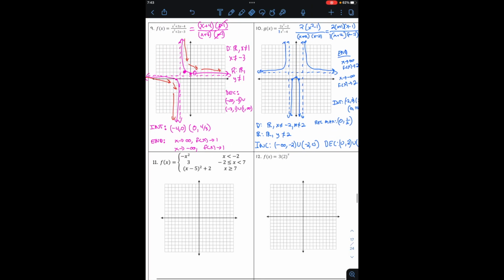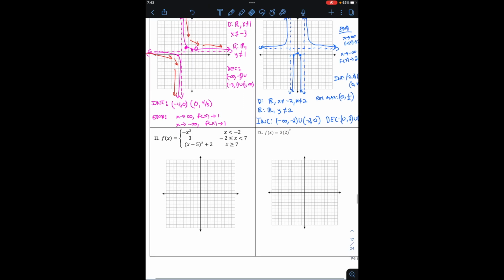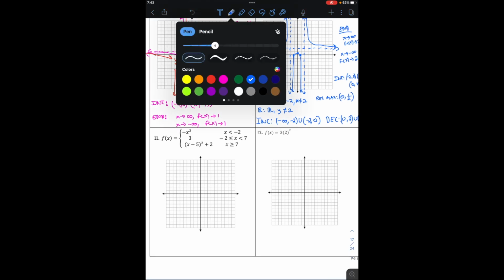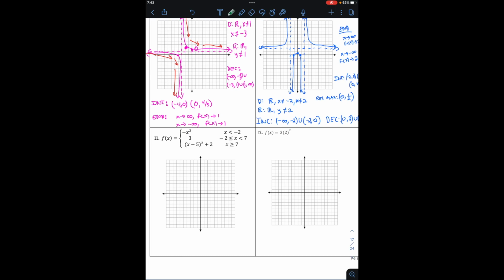Good job. Okay, two more. Piecewise function here. F of x equals -x², call it green on this domain. So we're split into a couple domains. We're going to put this all together.